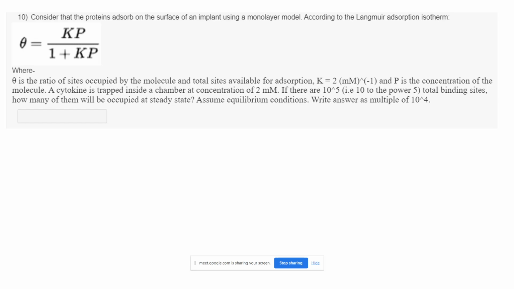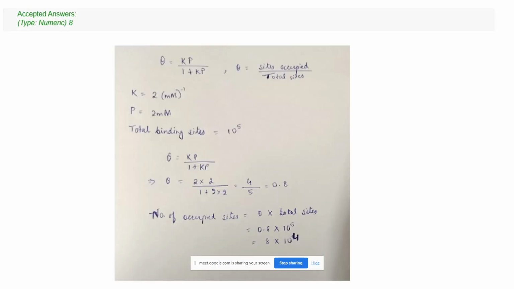As it is given, theta is the number of occupied sites by total sites. So to get the number of occupied sites, we have to calculate theta first. For theta, K and P values are given. K equals 2 millimolar inverse, P equals 2 millimolar, and total binding sites are 10 to the power 5. So theta equals Kp by 1 plus Kp, that will come around 0.8. And the number of occupied sites would be theta times total number of sites. That is 0.8 times 10 to the power 5, which is basically 8 times 10 to the power 4. So the answer will be 8 because we have to give the answer in the form of multiples of 10 to the power 4.